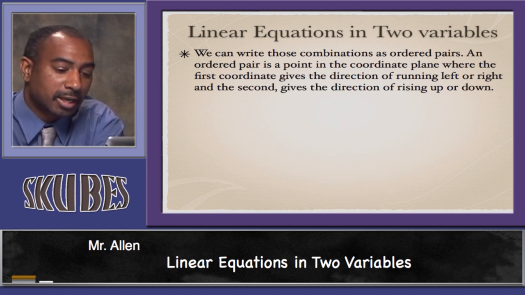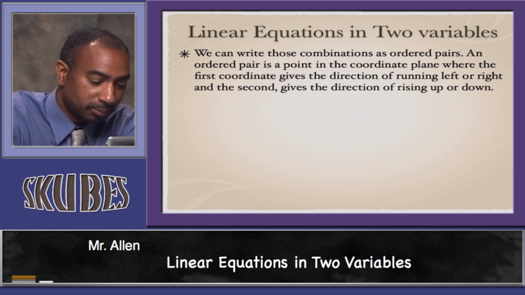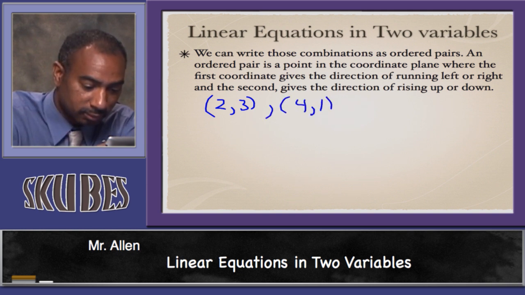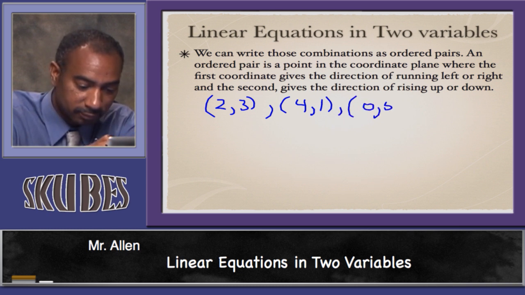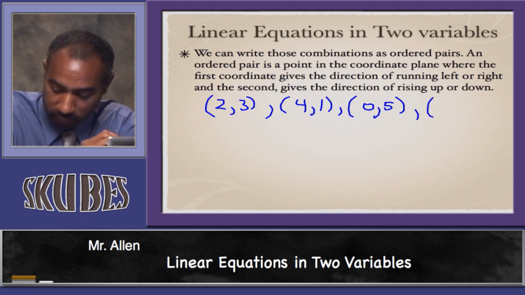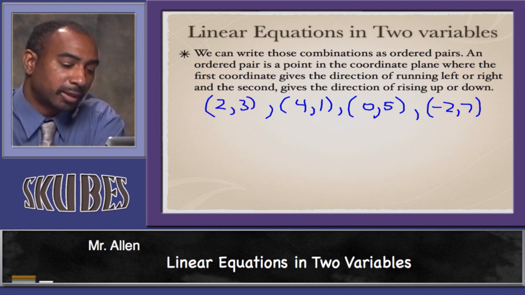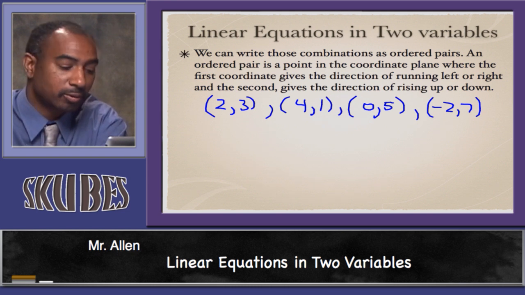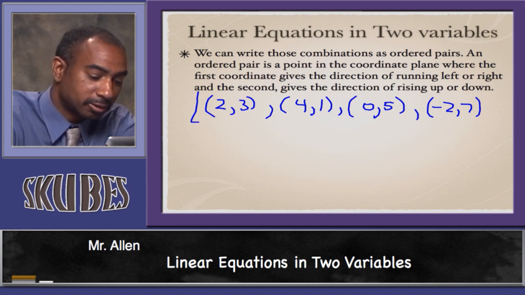We can write those combinations as ordered pairs, such as this. Instead of saying 2 plus 3, I could say (2, 3). Or I could say (4, 1). Or I could say (0, 5). Or I could say (-2, 7). An ordered pair is a point on the coordinate plane where the first coordinate gives the direction of running left or right, and the second gives the direction of rising up or down. For example, let's look at (2, 3).